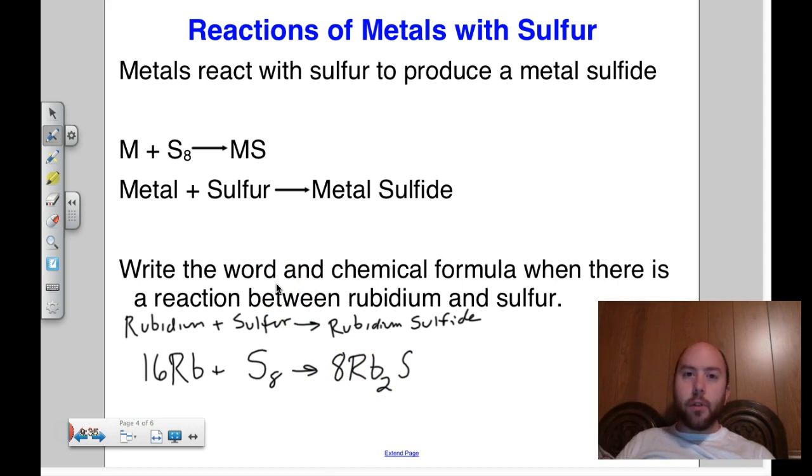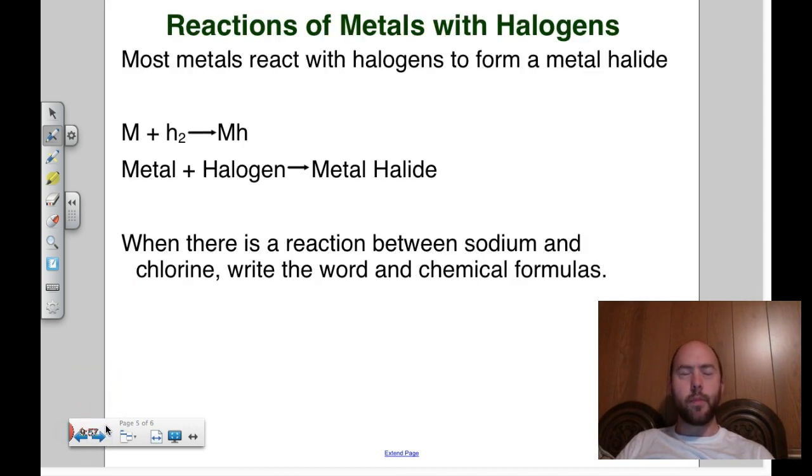So again, metals with sulfur. You just take the metal, plus sulfur, S8, and whatever the name of the metal is, sulfide. So again, I'll go back to aluminum. Aluminum plus sulfur, aluminum sulfide. Calcium plus sulfur, calcium sulfide. The only difference is you just got to change the formula down here. Not hard. Almost done. 2 more.